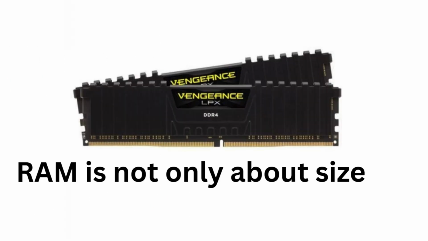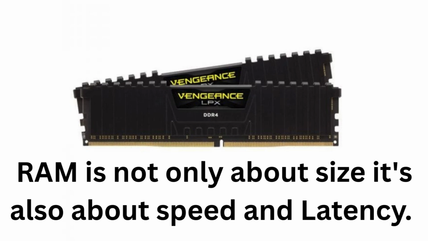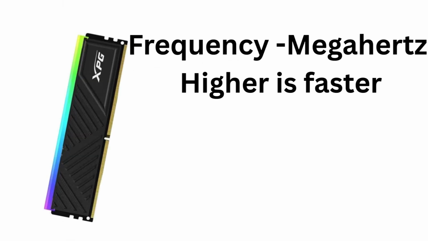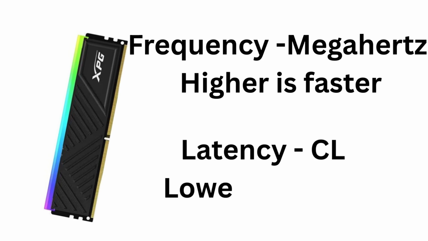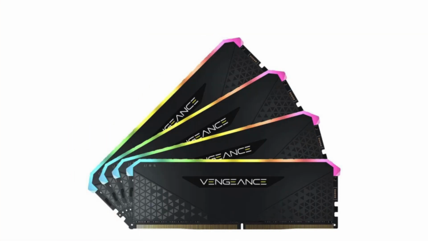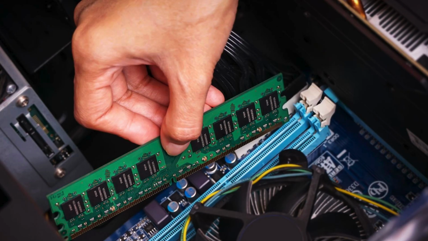RAM is not only about size, it's also about speed and latency. Frequency, in megahertz: higher is faster. Latency, CL: lower is better. Balanced RAM gives better performance. So, understanding RAM helps you make better decisions when buying or upgrading a computer.